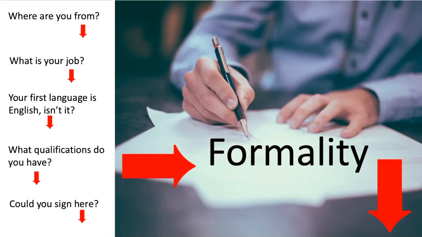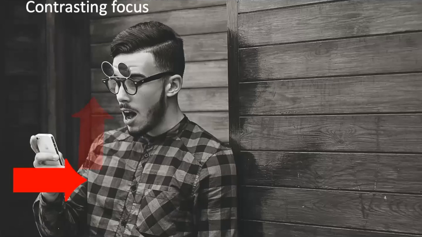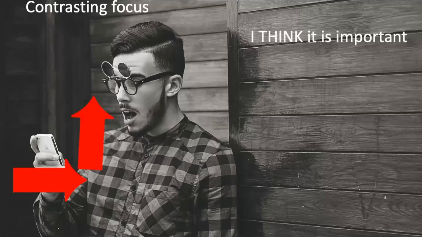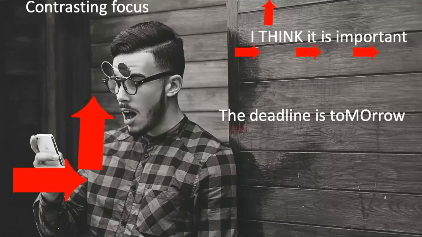Where are you from? What is your job? Your first language is English, isn't it? What qualifications do you have? Could you sign here? So you can be more friendly as well, but formal, it tends to go down instead of up. But also when you're contrasting, it can be a lot more exaggerated too. I think it is important. The deadline is tomorrow. You're joking. So you can see that on those three sentences.